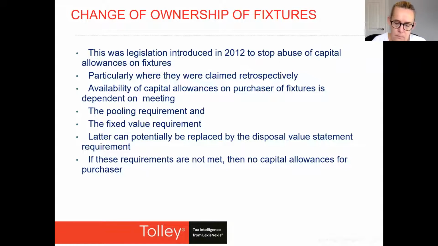Now, I am going to go through the tests, but it is important to remember, and I will talk about this afterwards, that there are circumstances where you do not have to meet these requirements. And that is where the vendor of the building could not themselves claim capital allowances in certain circumstances. So we'll come back to that in a minute, but let's have a look at the basic rules first.